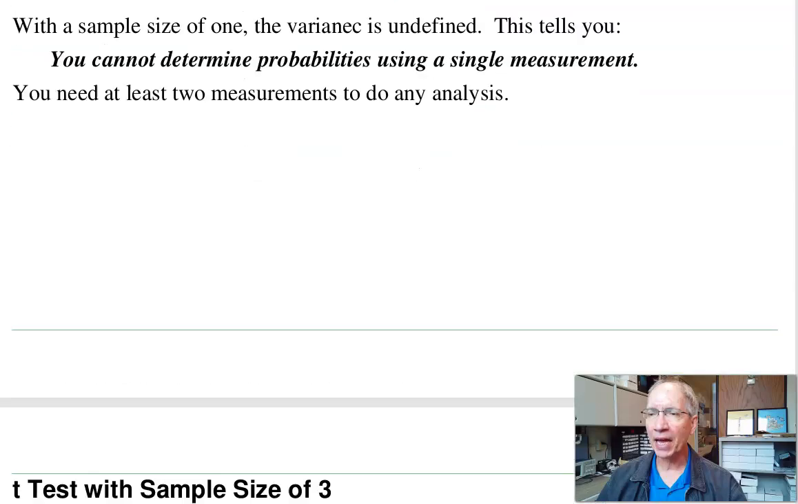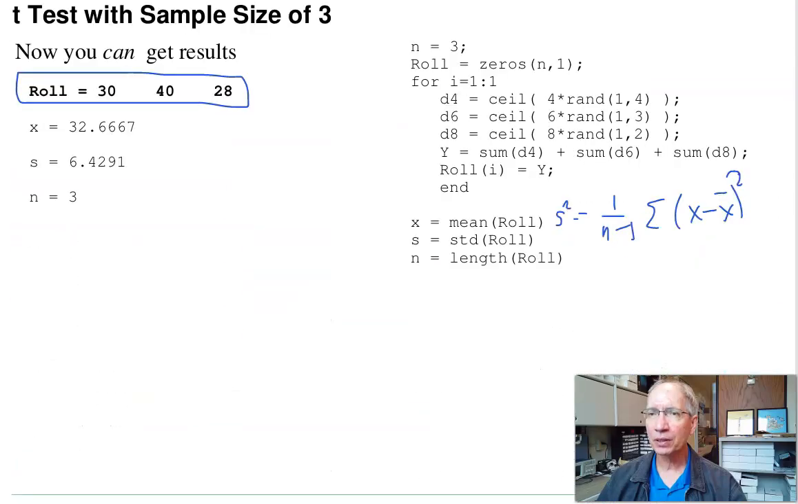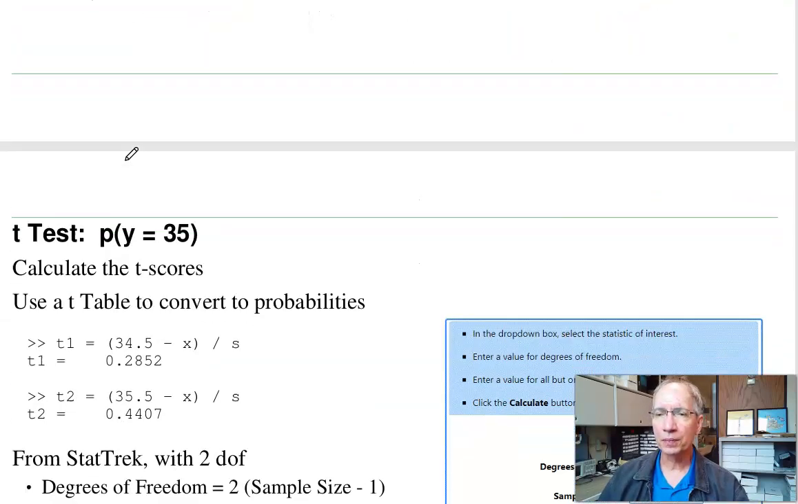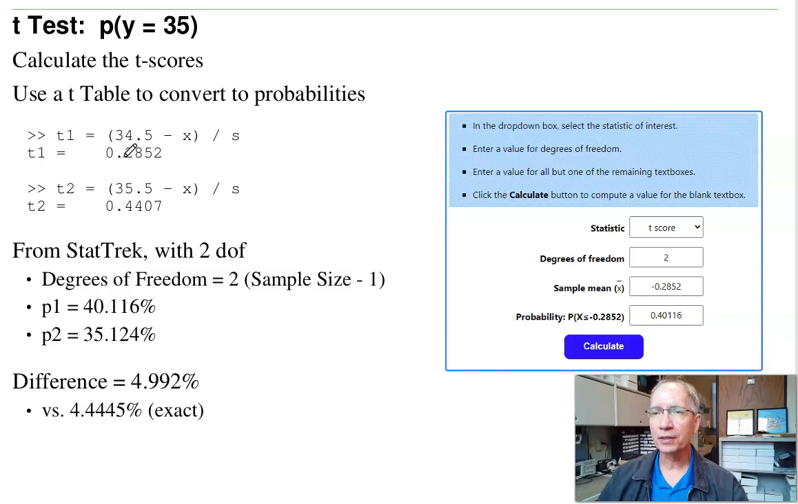So in MATLAB, I actually don't have to worry about that n minus 1. That's done automatically when I use the MATLAB command std or var for variance. So this is the sample mean. That's the sample standard deviation. Once I get those numbers, I can start doing a t-test.